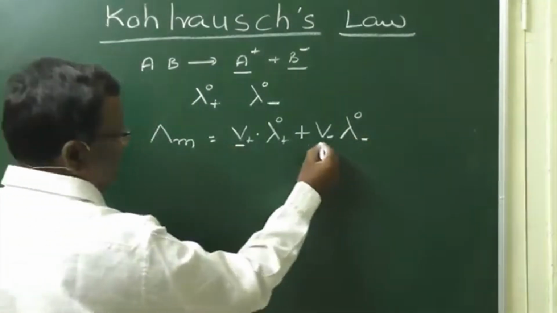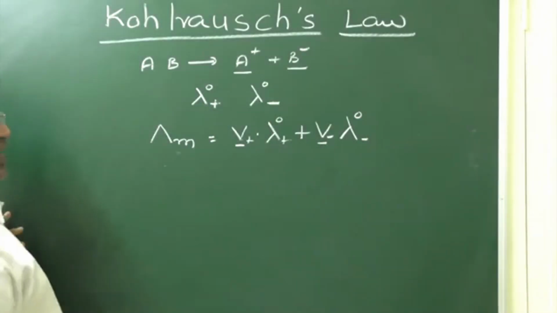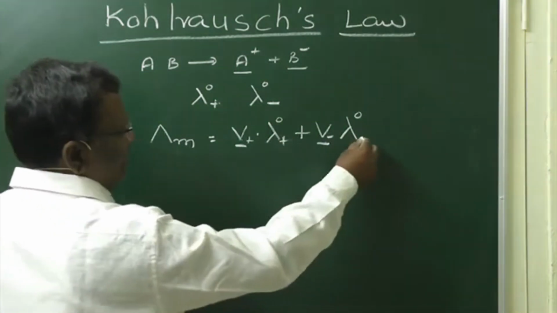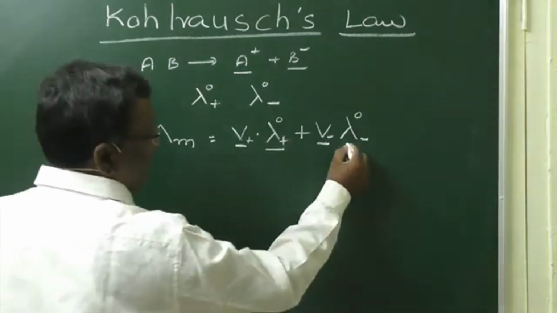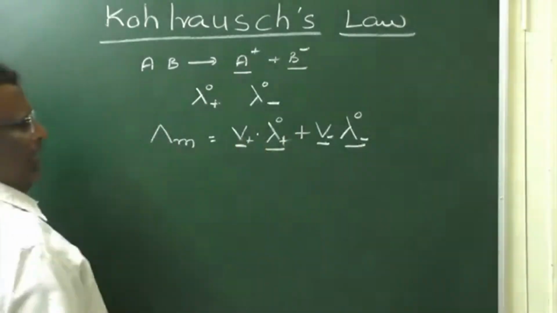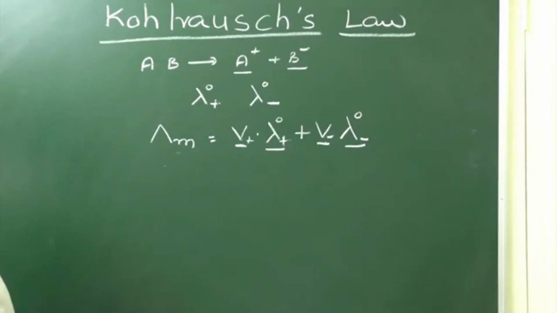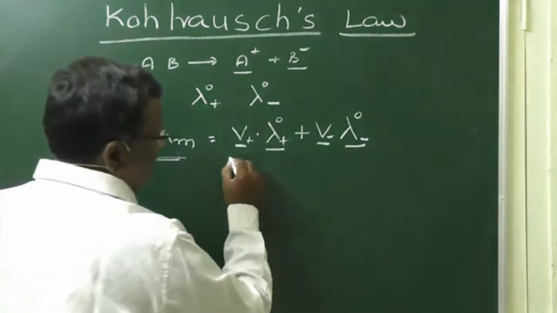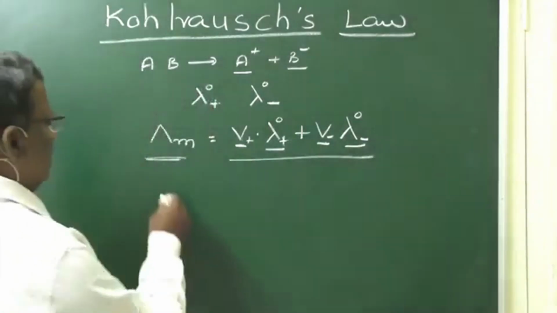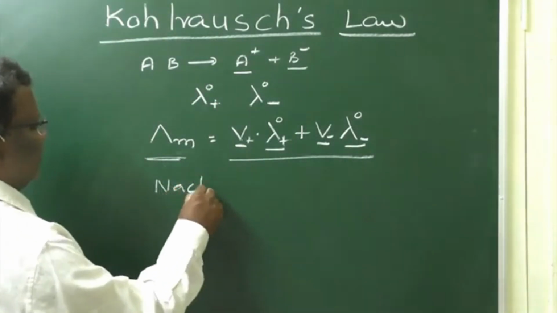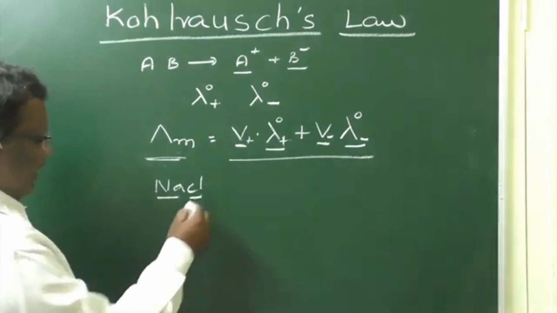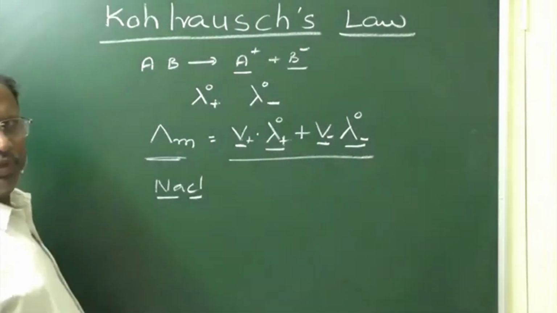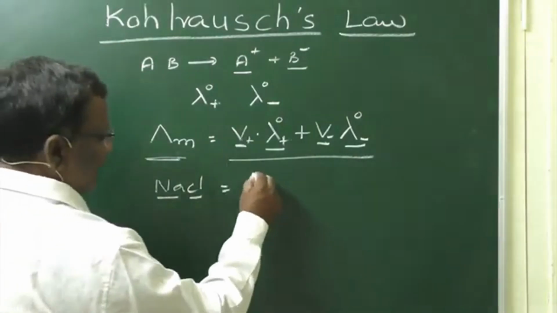Here ν plus and ν minus are the number of constituent ions present according to the formula of the electrolyte, and lambda plus naught and lambda minus naught are the molar conductivities of cation and anion at infinite dilution. So, the molar conductivity of that electrolyte will be equal to the sum of these. For example, NaCl, sodium chloride, its formula contains 1 Na plus and 1 Cl minus. Therefore, ν plus and ν minus are 1 and 1.